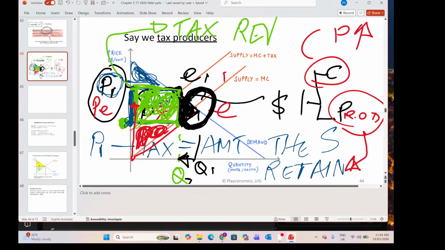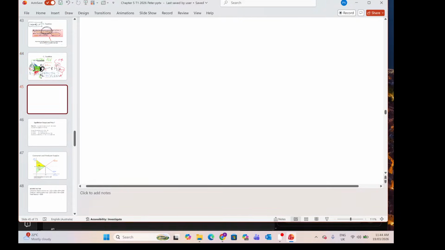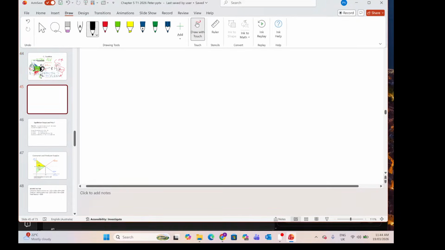So we have a redistribution of benefits, consumers worse off, producers worse off, and government better off, but we still have a net loss. So on the next diagram, I'll just draw a very clean copy of this now.